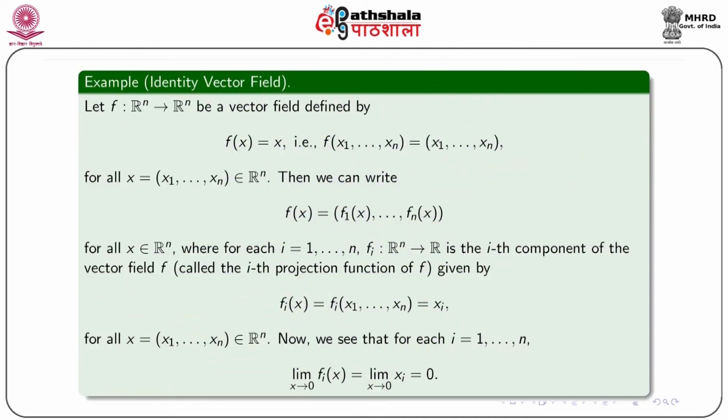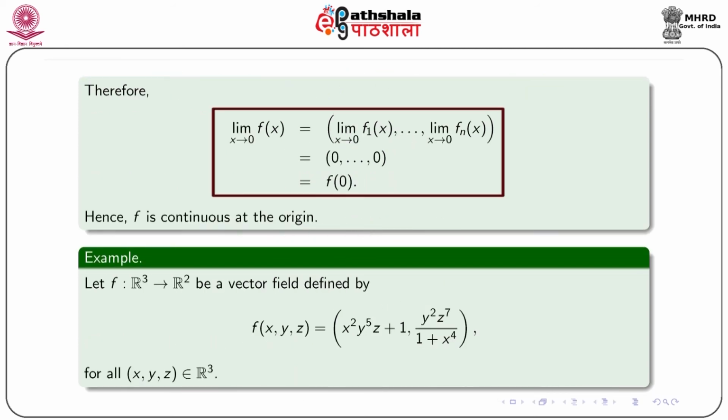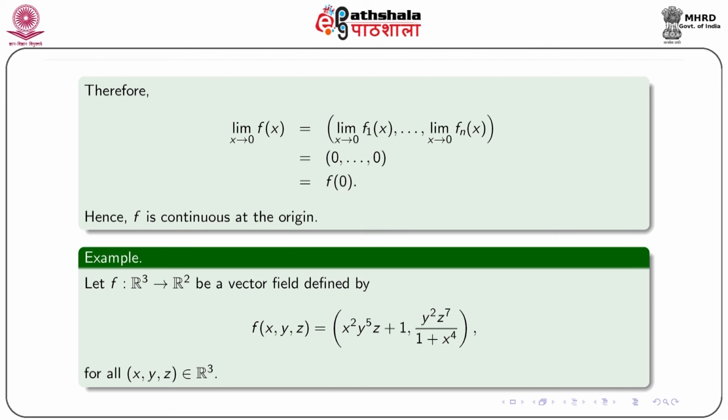Now, we cite an example. Let f be the identity vector field on R^n, that is f(x) equal to x for every x in R^n. Now, for i from 1 to n, we find that fi(x) equal to xi. So, if we consider the limit of fi(x) as x tends to 0, its value is 0. Therefore, limit of f(x) as x approaches 0, we have it is nothing but the origin, that is f(0). Hence, f is continuous at the origin. We can check that f is continuous at any point in R^n. Next example.